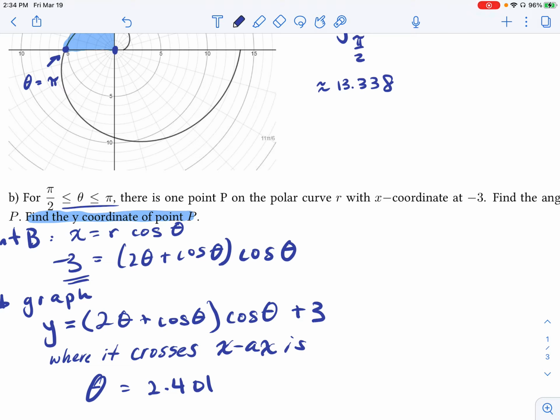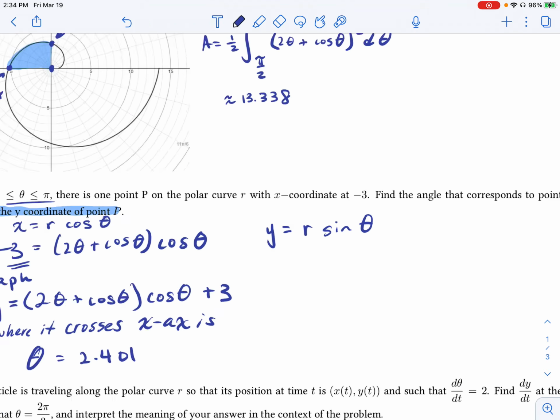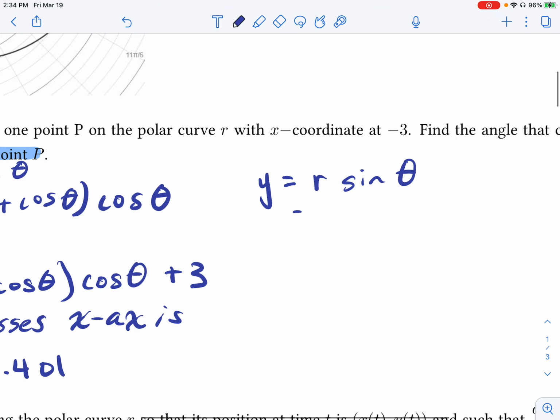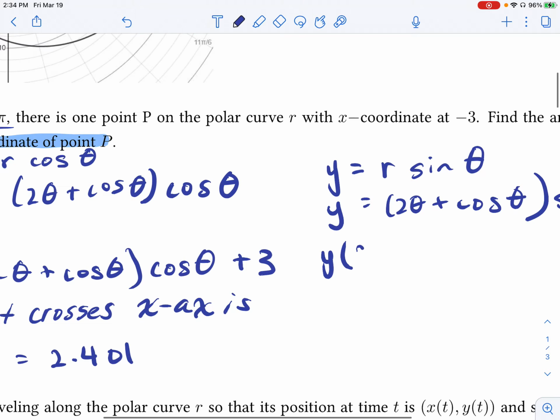So where is y going to give us that when theta is equal to 2.401. So let's write our y equation. It's r times sine theta. So r sine theta. So again, I move this down. Okay, apologize about that. So we would have 2 theta plus cosine theta, all of that times sine theta. And we're just going to evaluate this function at the theta value we found in the previous step, 2.401.